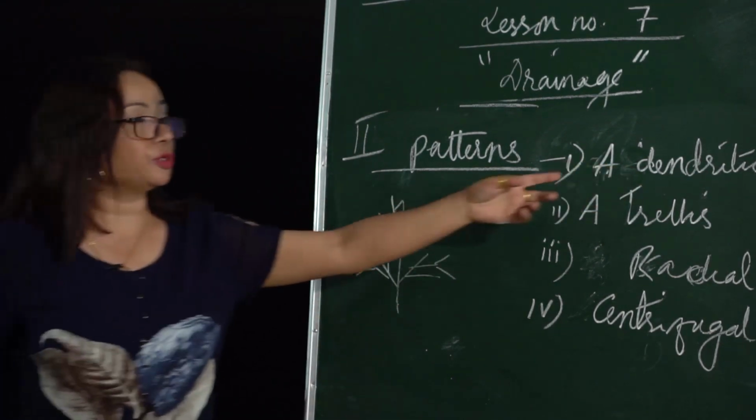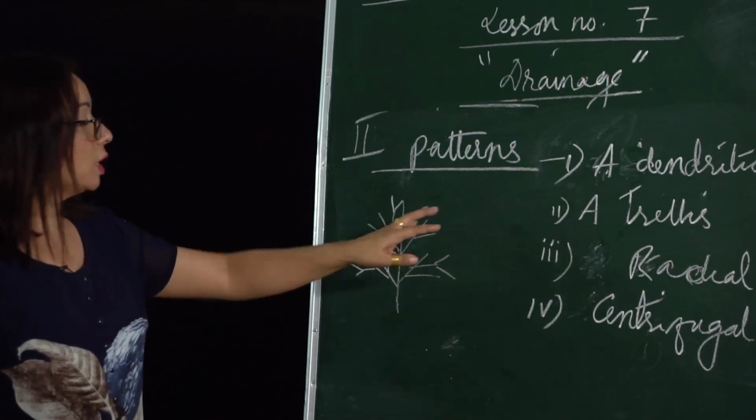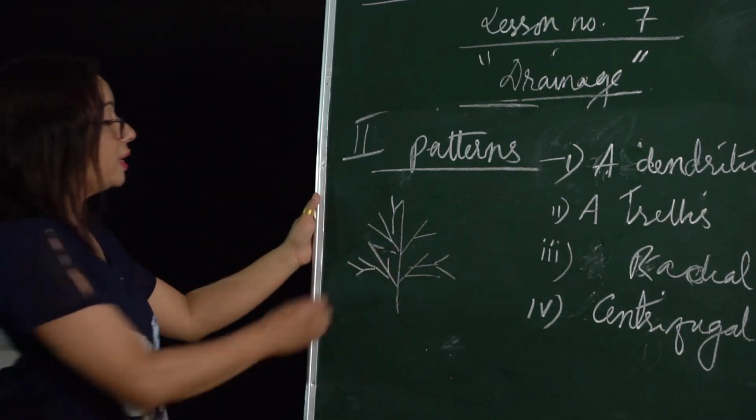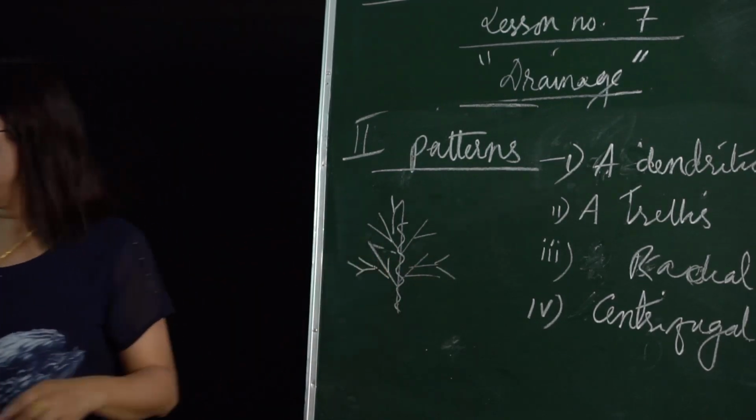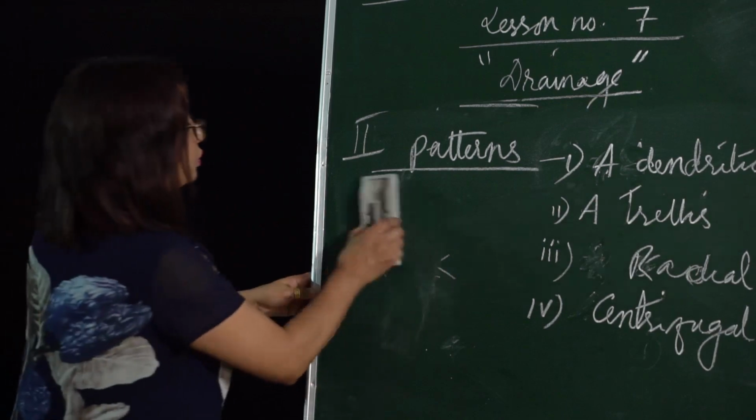In a dendritic pattern, small rivers flowing from different areas give water to the main river. This is the main channel or river, that is a dendritic pattern.